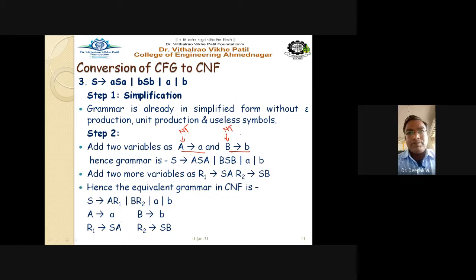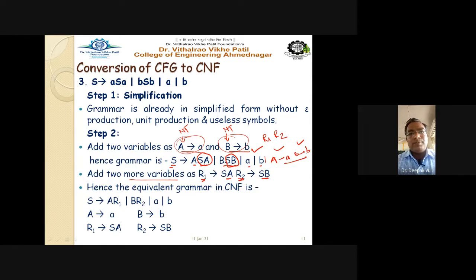So in the previous example, we have taken R1 and R2. So here first we take this capital A and capital B. So the grammar becomes S gives capital A S capital A, capital B S capital B, A B, whereas A gives a and B gives b. So this is the S, this is A, and this is B. These are the rules. Now we have to add two more variables, R1 equal to SA. For this SA, we are adding R1 as a new non-terminal or variable, and R2 is for SB.